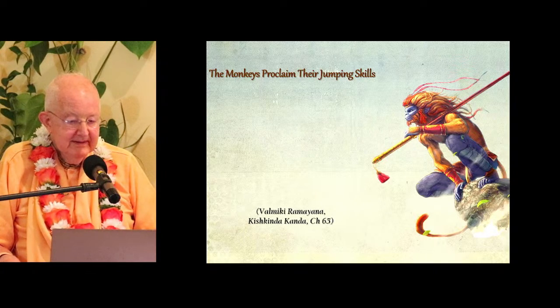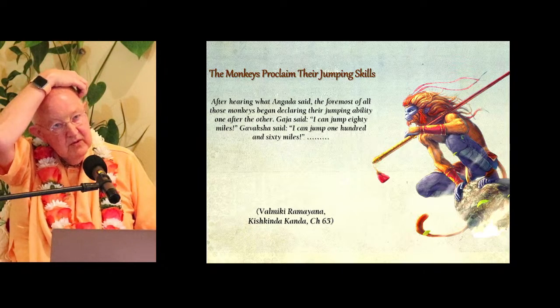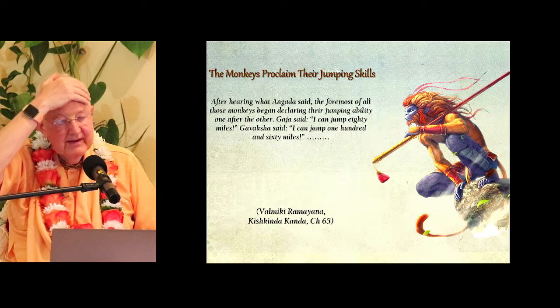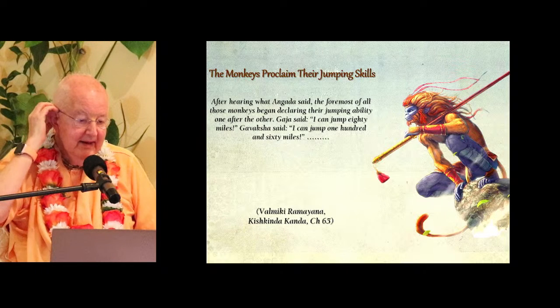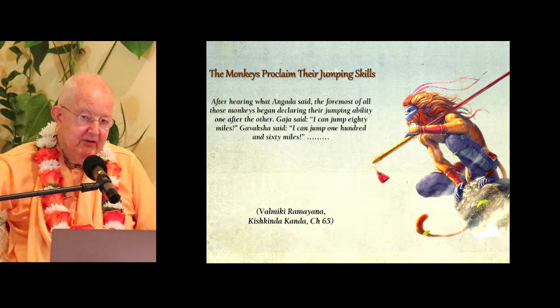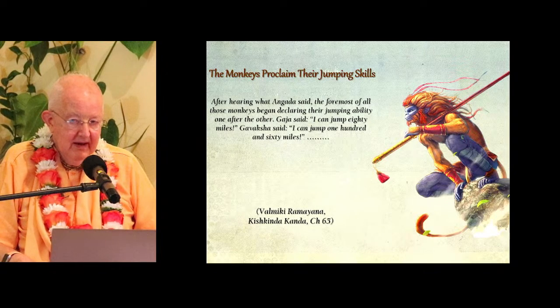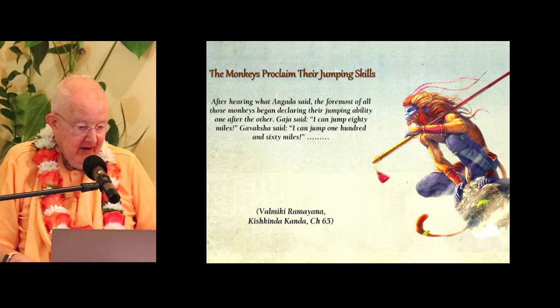And so Angada, who was Bali's son and next in line as the king, was asking who can do this jumping. You all have supernatural powers, sons of demigods. And so different persons were saying how far they could jump.